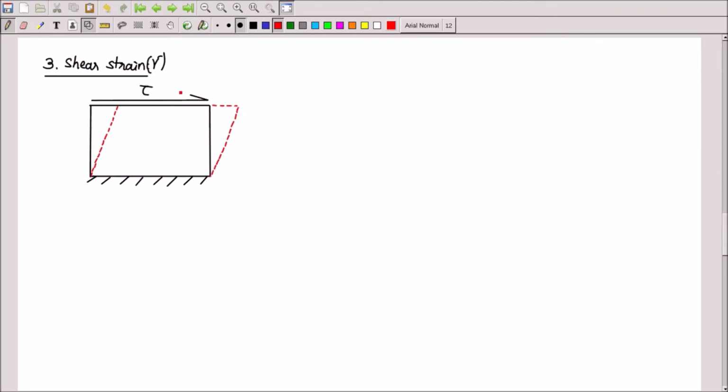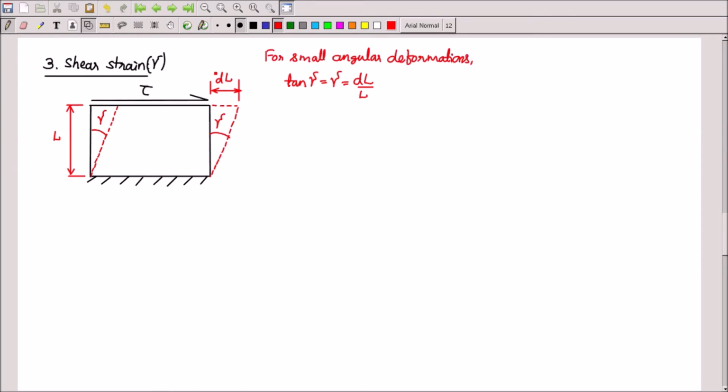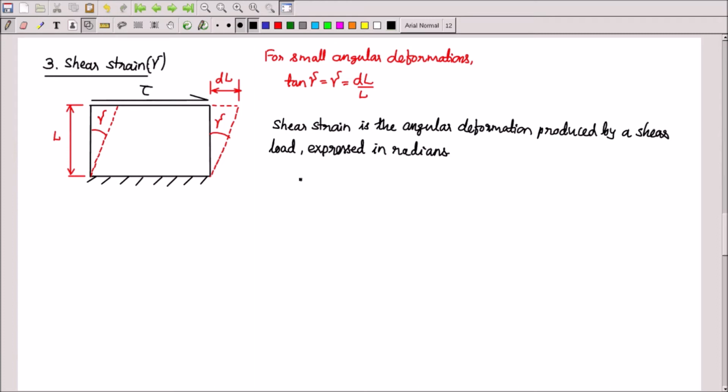It deforms like this. There is an angular movement now. If you observe this left vertical edge and right vertical edge, they are rotated about the bottom point. So there is an angular deformation. So that angular deformation is called shear strain, gamma. If this distance is L and if this movement is dl, we know that for small angle, tan of gamma is nothing but gamma, which is the ratio of dl and L.